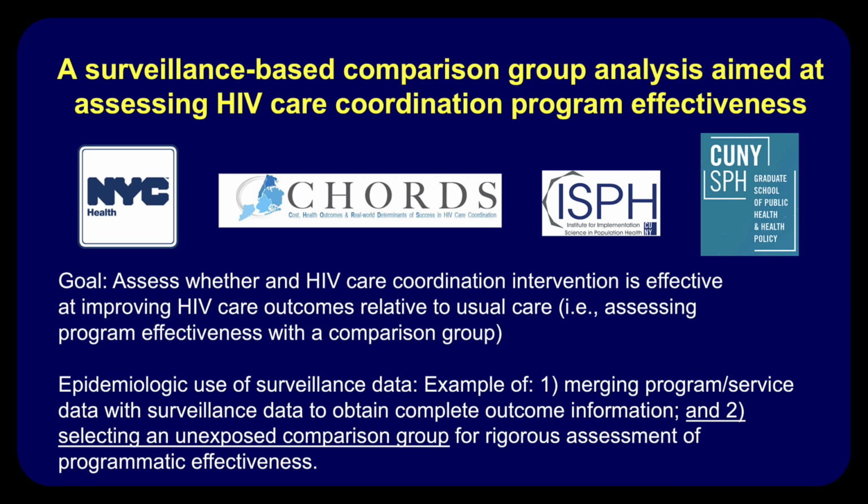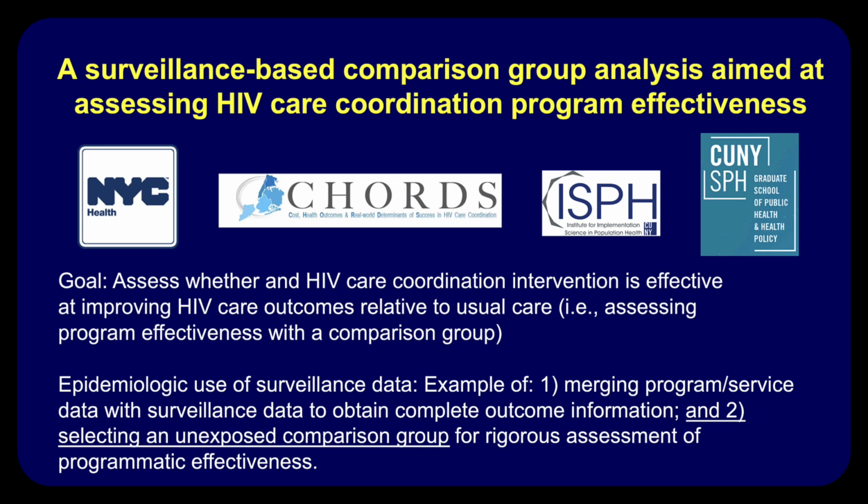The last example I want to present today is one going back to HIV, and it's where we conducted a surveillance-based comparison group analysis aimed at assessing HIV care coordination program effectiveness. So again, this is not necessarily the goal of the HIV surveillance system to look at programmatic effectiveness, but since the surveillance system exists, it lends itself to opportunities like this where we can get epidemiologic insights around program effectiveness. And so I'm going to try to show you how we did that for this particular program.